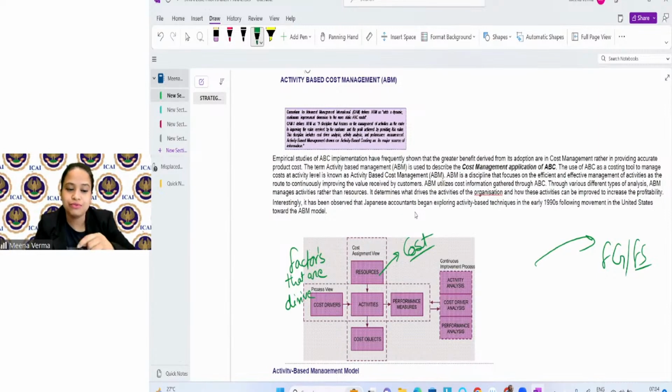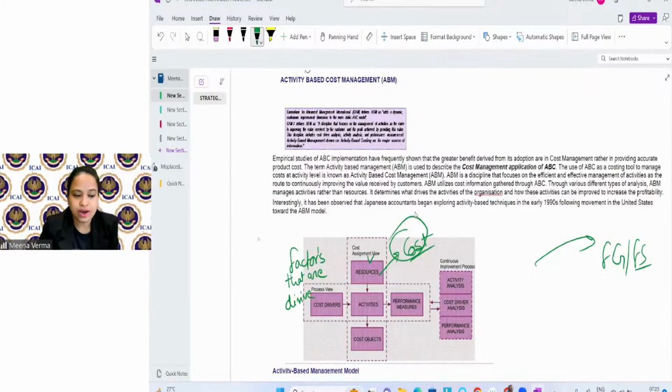So whenever we sell the final good, or whenever we provide the final services, we need resources for the production or for providing the final services. And these resources are not free in nature. We have to pay something. So whatever money we pay to procure the resources is a cost for us.